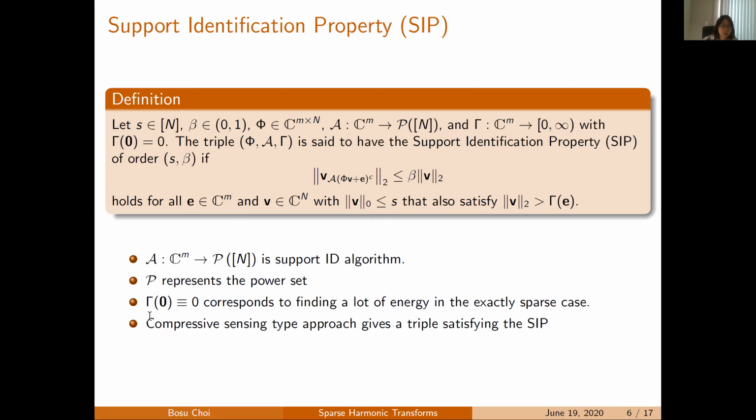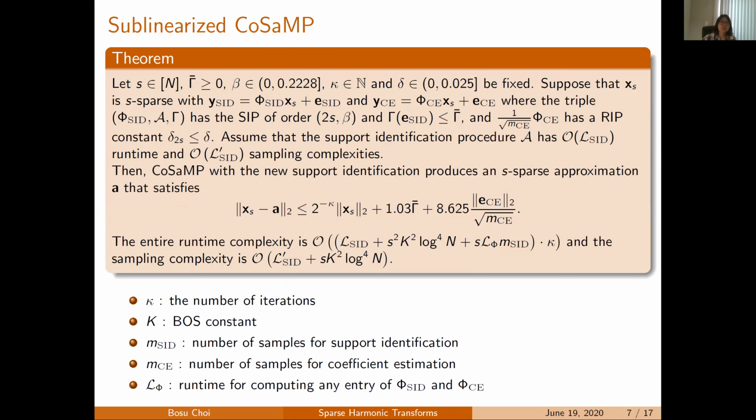And the fact is that this gamma is equal to 0 at 0, this corresponds to finding a lot of energy for the exactly sparse case. And any compressive sensing type of problem is a triple. And once we have a support identification procedure satisfying this SIP, then we can build another CoSaMP type algorithm satisfying the following theorem.